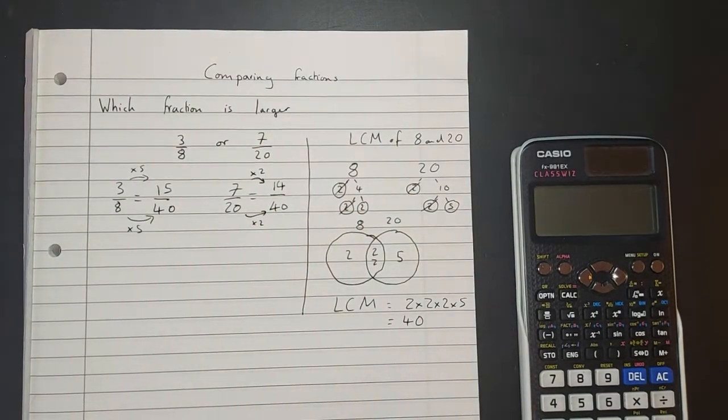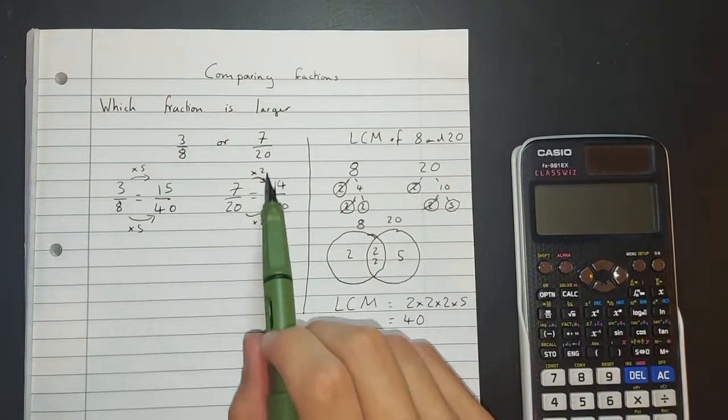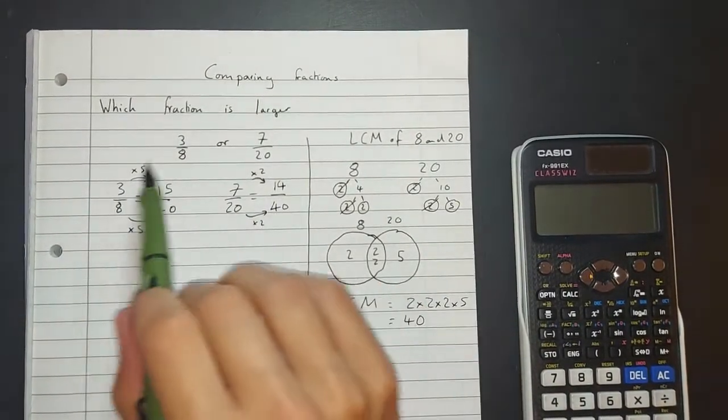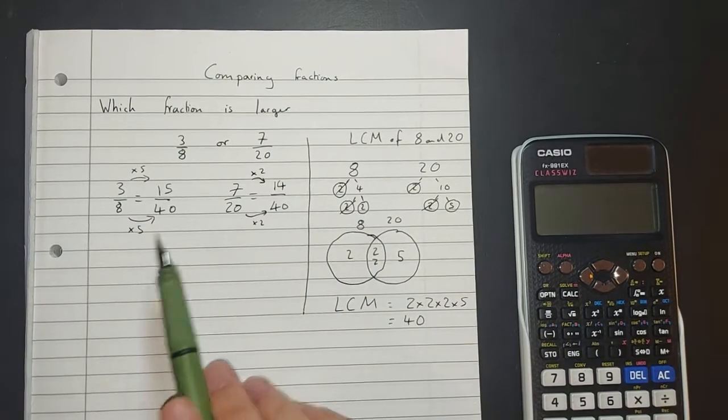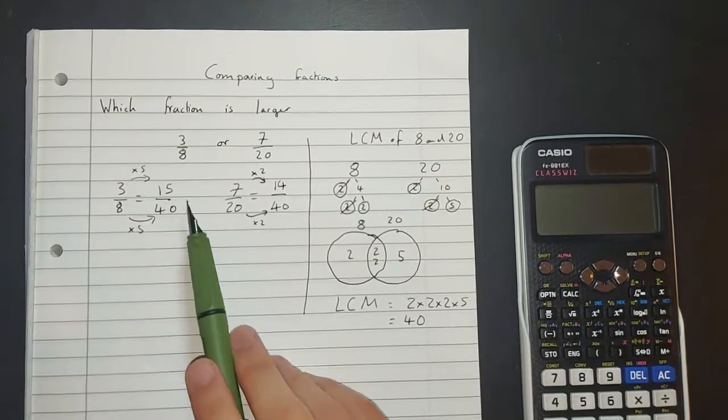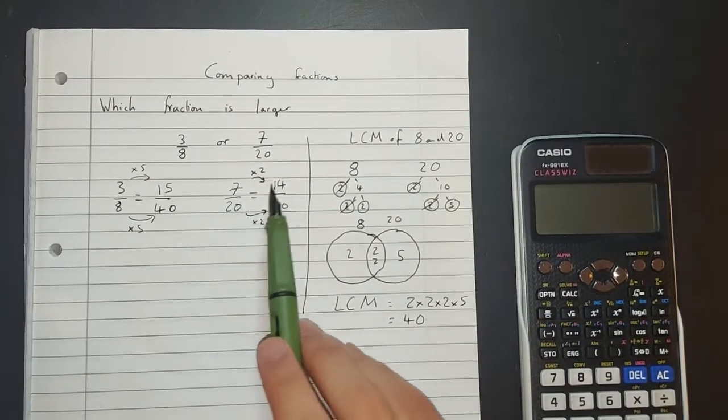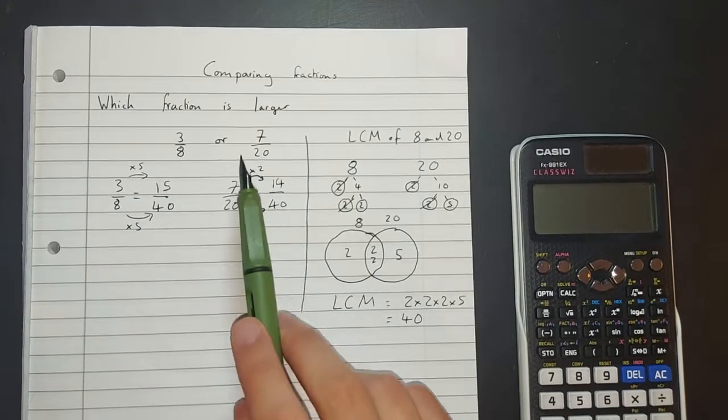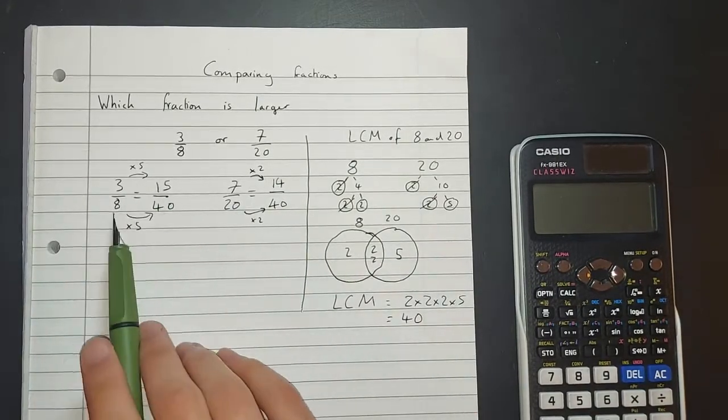Okay, so we were originally asked which fraction is larger, 3 over 8 or 7 over 20. We then rewrote them so they've got the same denominator, and we can see that 3 over 8 is the same as 15 over 40, and 7 over 20 is the same as 14 over 40. So which of these is larger? Well, 3 over 8 is larger.